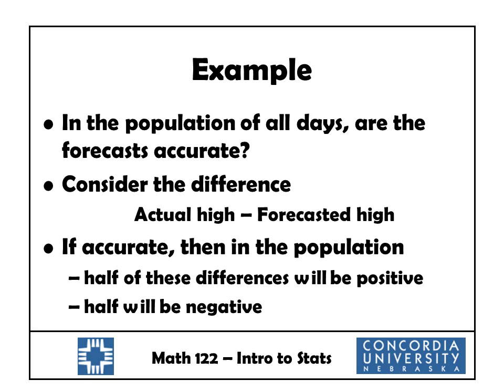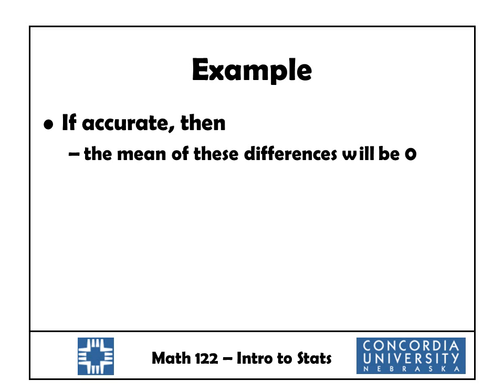If about half are positive and half are negative, then if we added up all those differences, the negative values would cancel out with the positive values and I'd get a sum of 0. Stated another way, if accurate, then the mean of these differences would be 0. To calculate the mean of the differences, we just add them up and divide by the number of differences. If that sum is 0, then that quotient will be 0, so the mean would be 0.